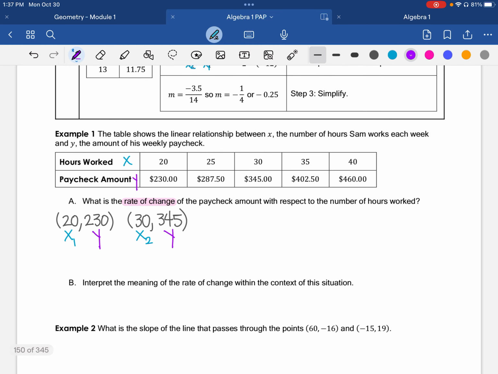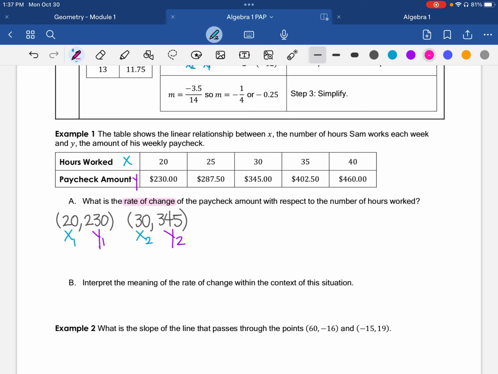Since the 230 y value goes with x1, it needs to be y1, because we can't have a 1 with a 2. And then the 345 needs to be y2 because its x is x2. If I were to switch this to x1, then this would switch to y1, this would switch to x2, this would switch to y2. It doesn't matter which order you pick them, you just have to label them.